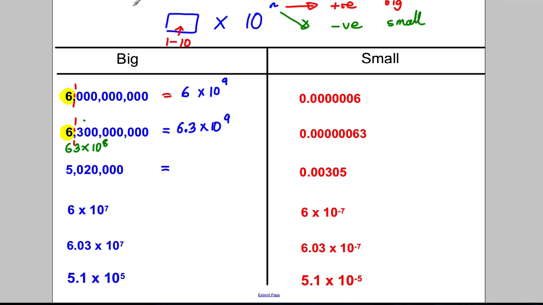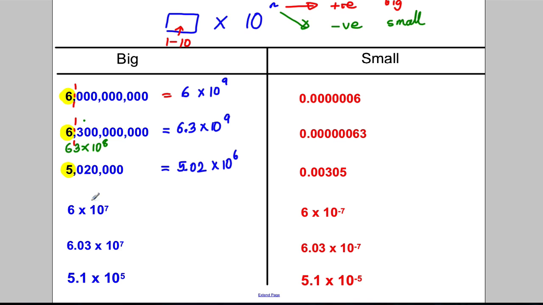Right, what about the next one? Well, the key digit is the 5 as always. Now what we have to do is write a number between 1 and 10 that summarizes this. We're going to write 5.02. We write 5, after we've written our 5, we write a point, and we write up to where the non-zero digits stop. Now, how many digits after the 5? 1, 2, 3, 4, 5, 6. So it's going to be 5.02 times 10 to the power of 6.